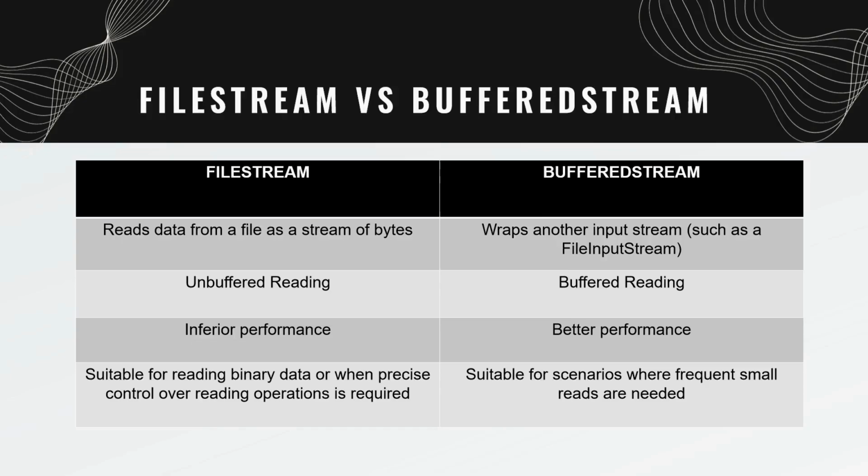It involves using a buffer, a temporary storage area, to store a portion of the data read from the source before processing it. File stream is usually used for reading binary data or when precise control over reading operation is required, whereas buffer stream is suitable for scenarios where frequent small reads are needed.